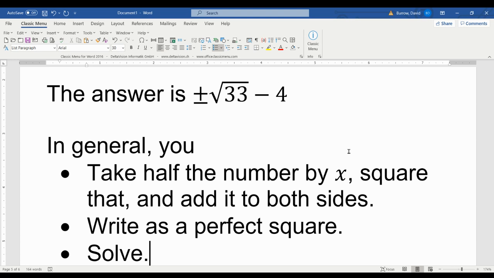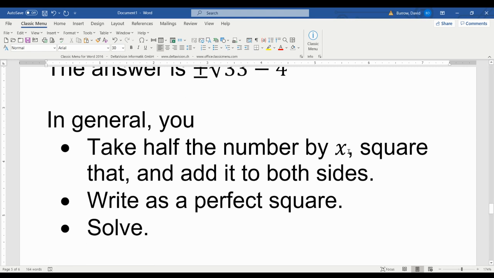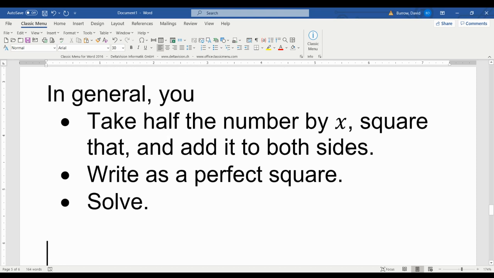When you do that, it guarantees you're going to get a nice little perfect square like x plus 4 squared. And what you always get is x plus half of whatever was by x originally, quantity squared. That's what it'll always end up being. You write it as a perfect square and you solve it just like the ones we just did. So again, we're going to look real quickly at two other examples today and see how those go.